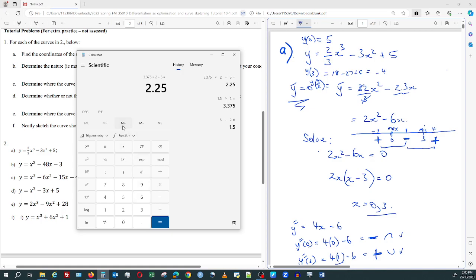Now we're going to put that in the memory, and 3 on 2 is 1.5. 3 divided by 2, 1.5 squared equals, times 3, negative, memory, and finally we get 5. So we get a half.